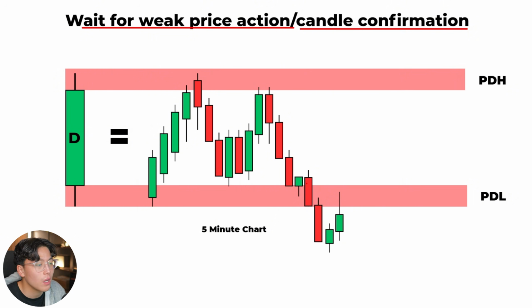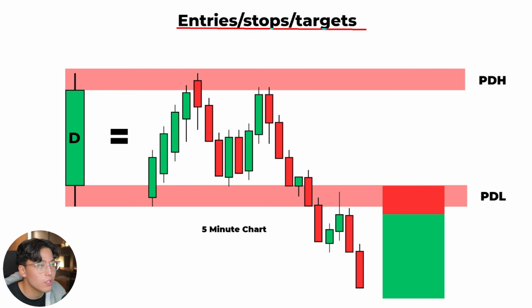As you can see right here, the next step is waiting for weak price action / candle confirmation. So you can see price breaks below, comes back up. You have weak price action indicated by an upper wick. You want to see sellers step in off this key area of price. You can wait for a confirmation candle if you like as well. I have plenty of videos talking about confirmation candles, confirmation entries, so make sure to check that out if you haven't. And then we're going to be looking for entries, stops, and targets.